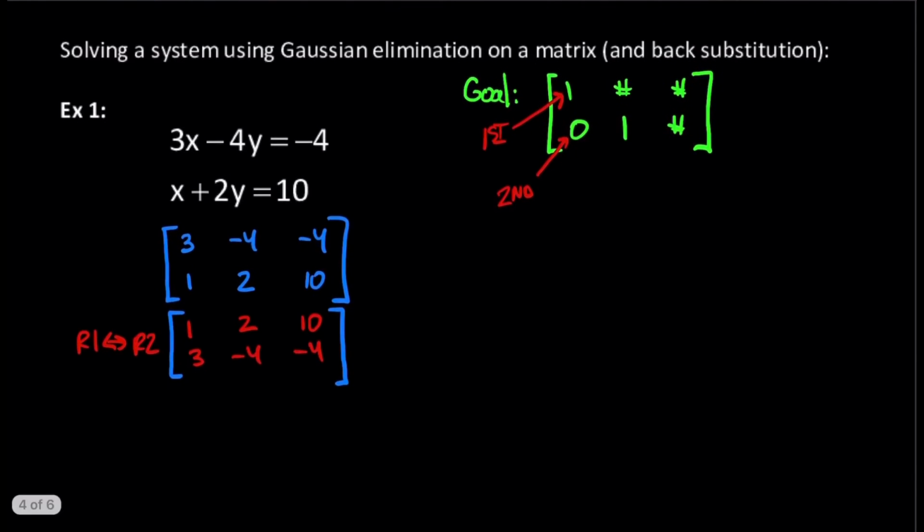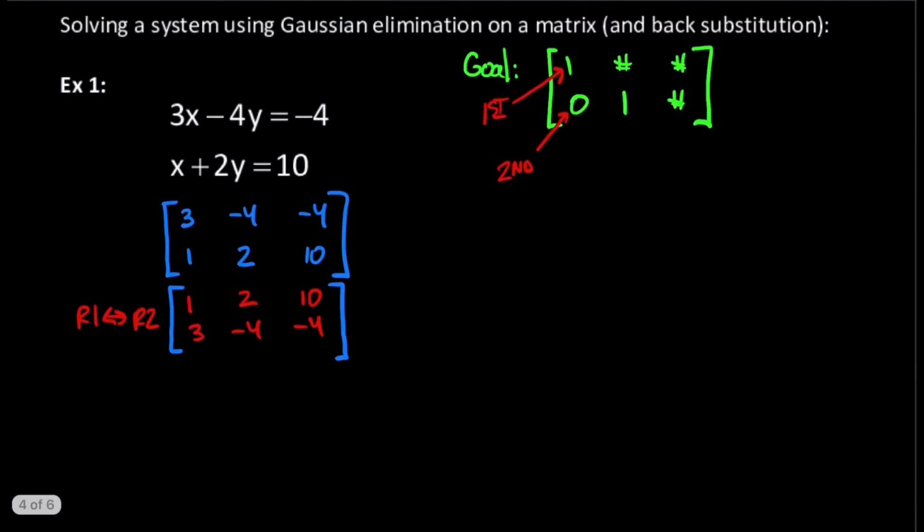So now here's what you're going to show for work. That top row is going to stay. 1, 2, 10. I'm not going to change that because if you notice here, 1, 2, 10 fits this pattern. 1, number, number. This is great. I'm not going to change that. I need to get this to be a 0. And I need to get this to be a 1. So the first thing I'm doing is making this a 0. How are we going to do that? I'm going to take -3 times row 1 and add it to row 2. And I'm doing that work right here. -3 times this plus that.